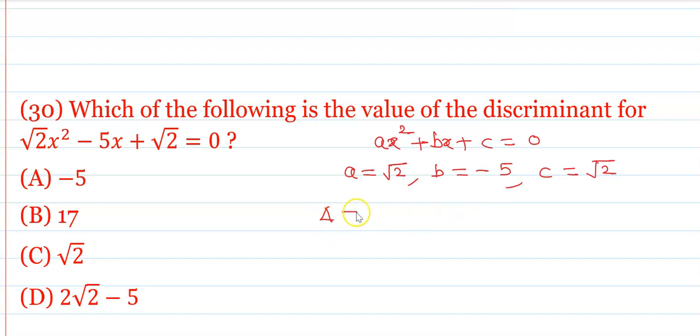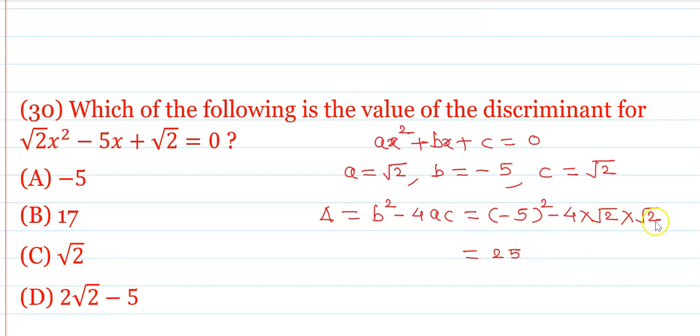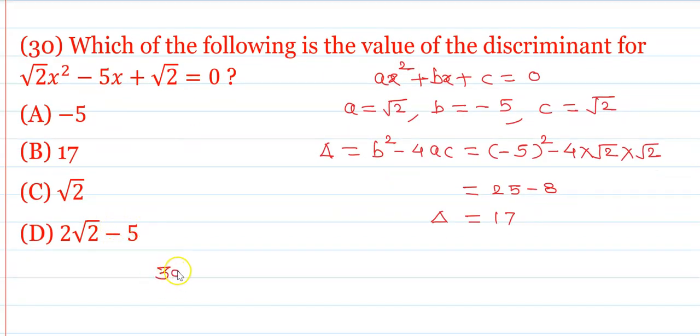Therefore, the discriminant delta is equal to b square minus 4ac. The value of b is minus 5 bracket square minus 4 into a into c. A is root 2 and c is also root 2. Minus 5 square is 25. Root 2 into root 2, that is 2. 2 into 4, 8 will come in that. Okay. 25 minus 8, and therefore you will get 17. The value of discriminant delta is 17. So for sub question 30, the correct answer is B.